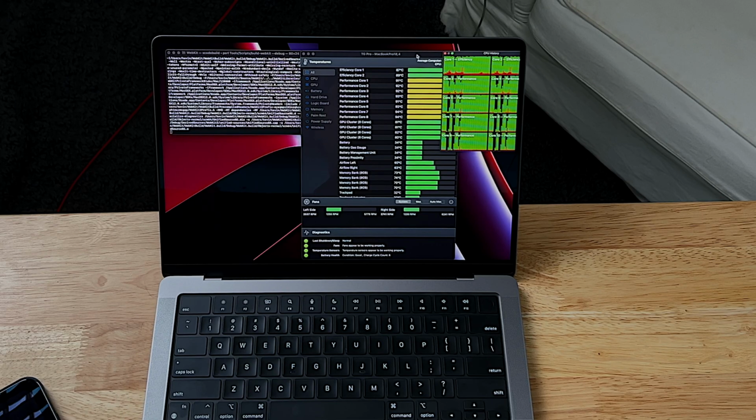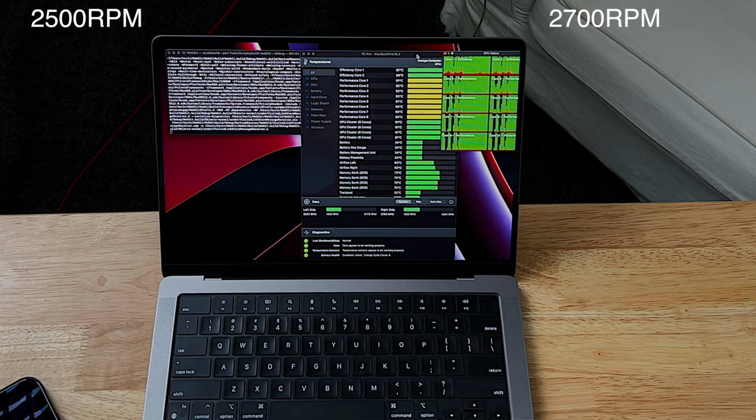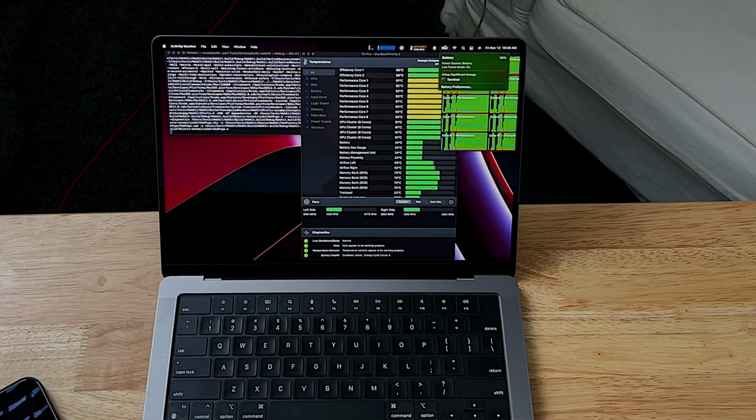All right, so we are starting to round about 14 minutes, 30 seconds. So we haven't stopped yet. The fans have not spun up much, 2,500 now on the left, 2,700 on the right. CPU, so those cores are hitting around 94 degrees and hanging out there. Battery's at 96% at this point.